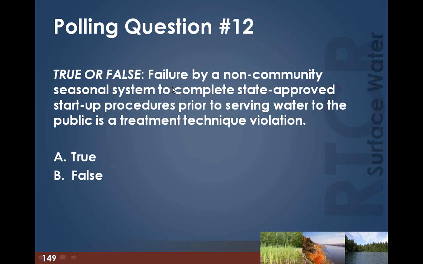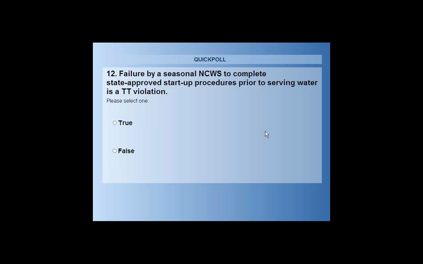Okay, for our next polling question, I'm going to launch it really quickly so you can see it on your screen. Failure for a seasonal water system, and remember seasonal water systems are non-community water systems, to complete state-approved startup procedures prior to serving water to the public is a treatment technique violation. Is this true or false?